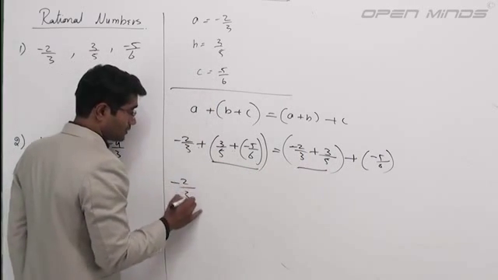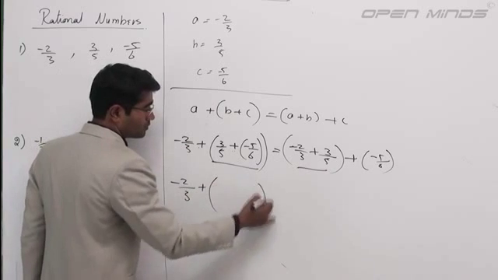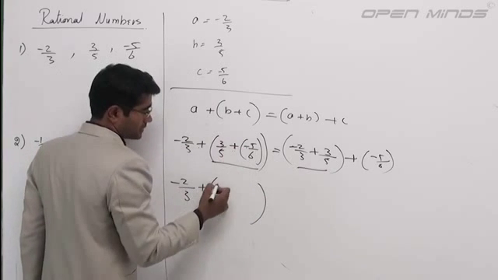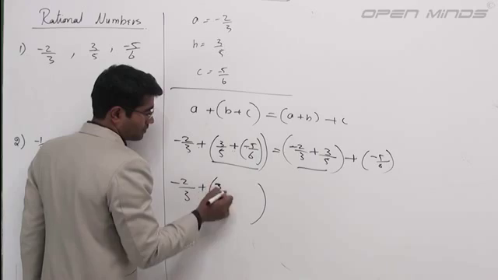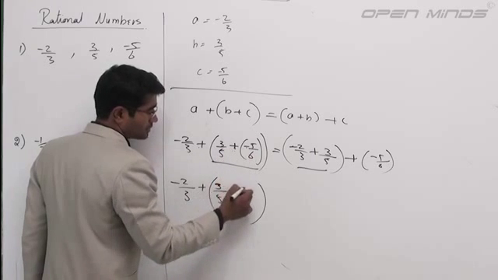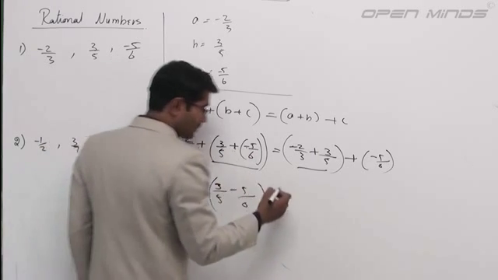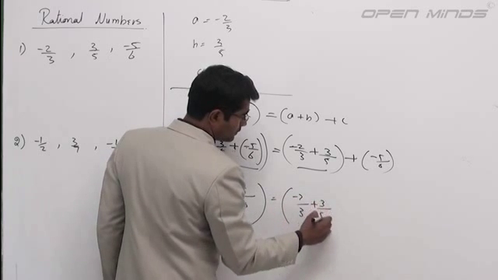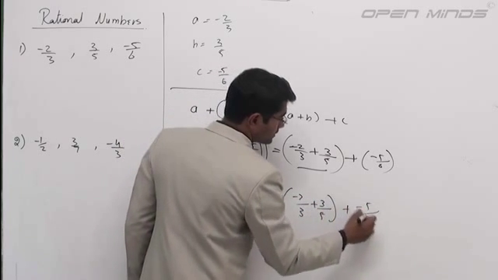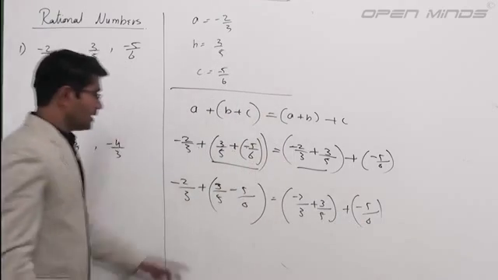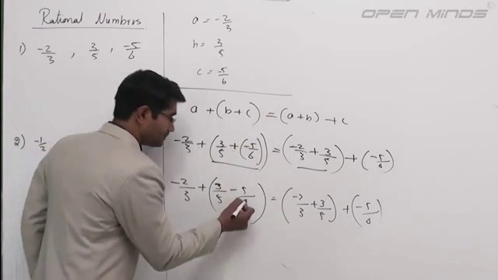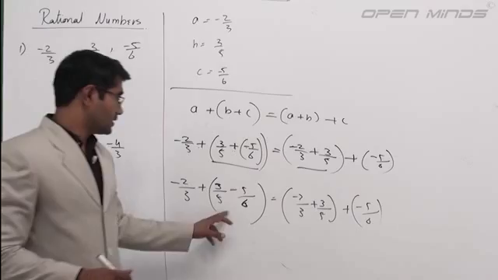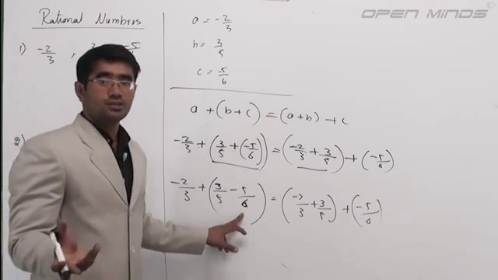Minus 2 by 3 stays just like that, and I'm trying to work with this one, so let me open it. That is 3 by 5 plus minus 5 by 6. And here is minus 2 by 3 plus 3 by 5, plus minus 5 by 6. So nothing to do here. Now let's work with the LCM. I take the LCM of these two, and the LCM is actually 30 here.